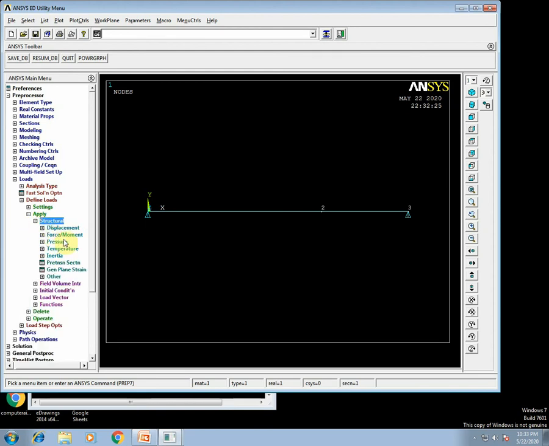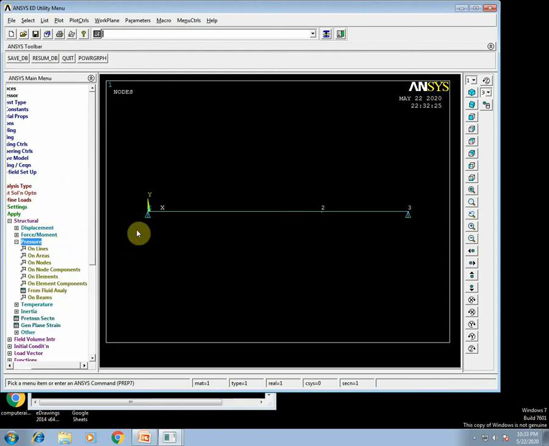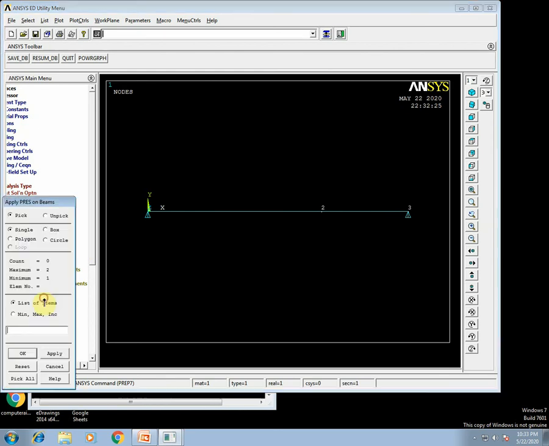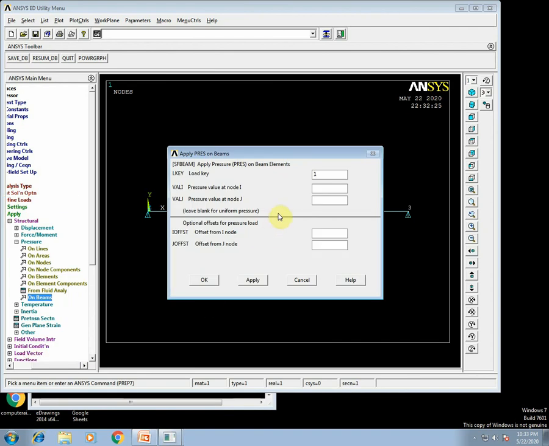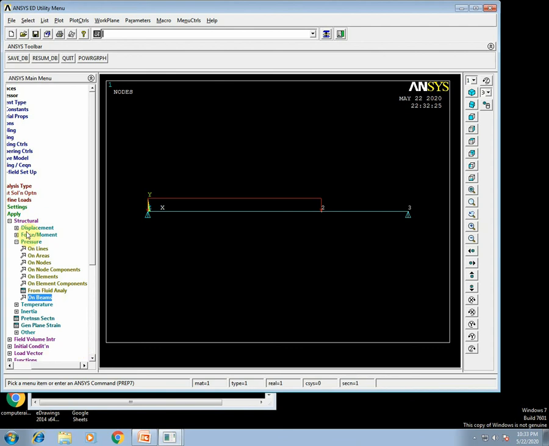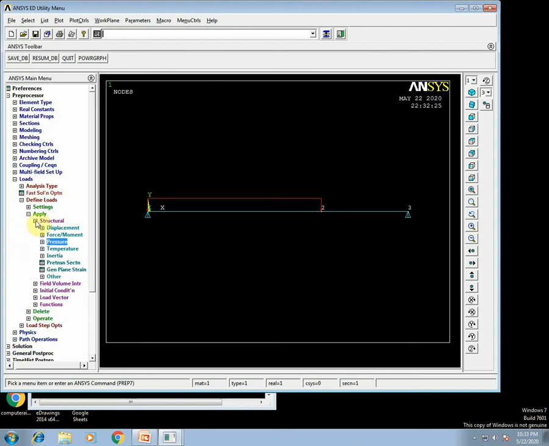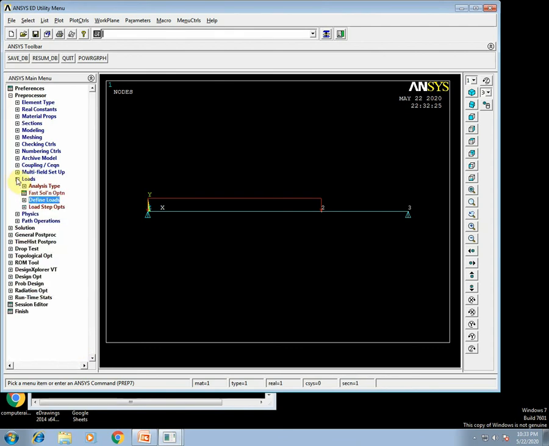I'm applying the pressure on one element of the beam. Select element 1, okay. Put I to J, a constant 12 kilonewton. Okay. Now the problem is defined.